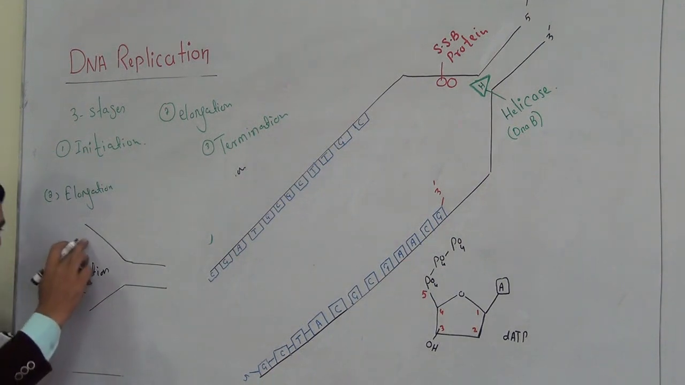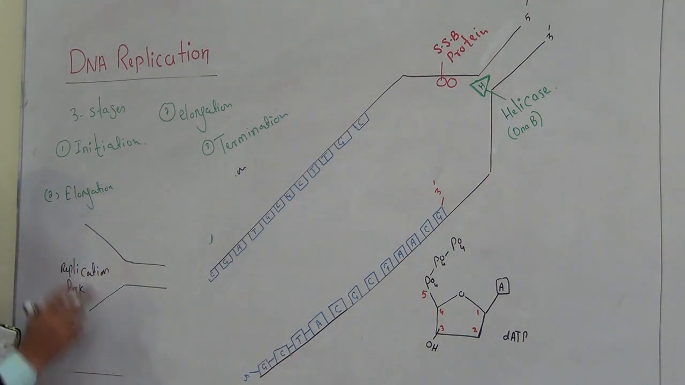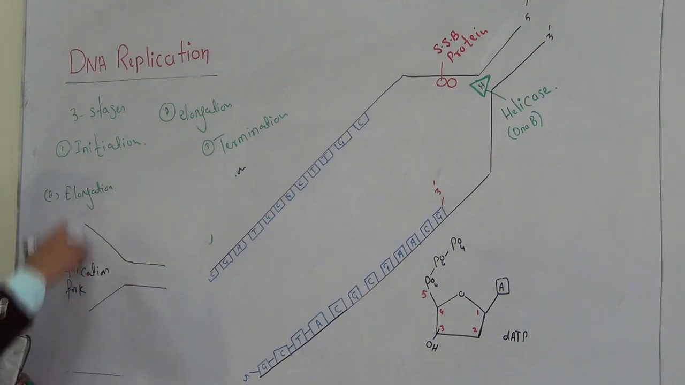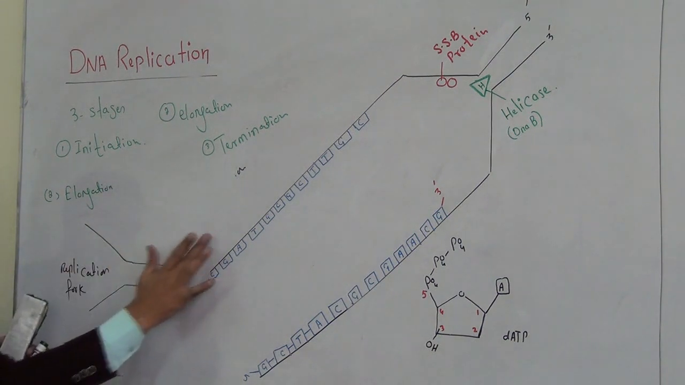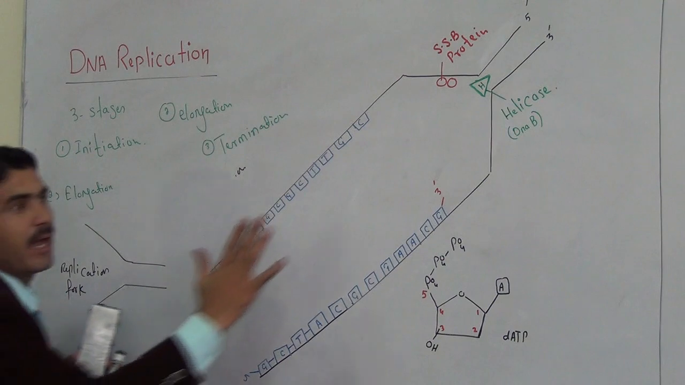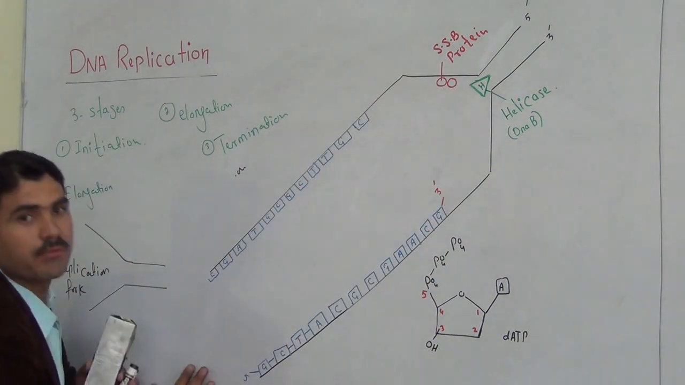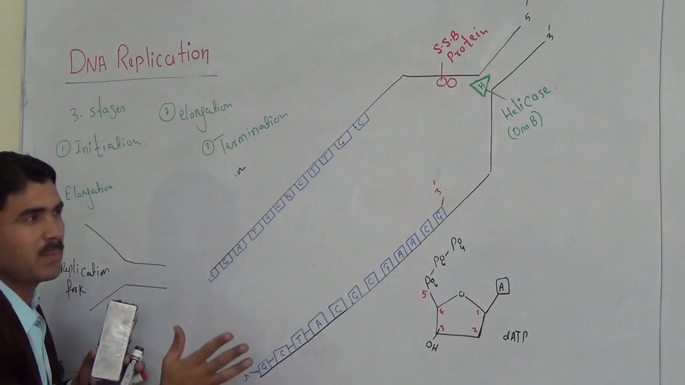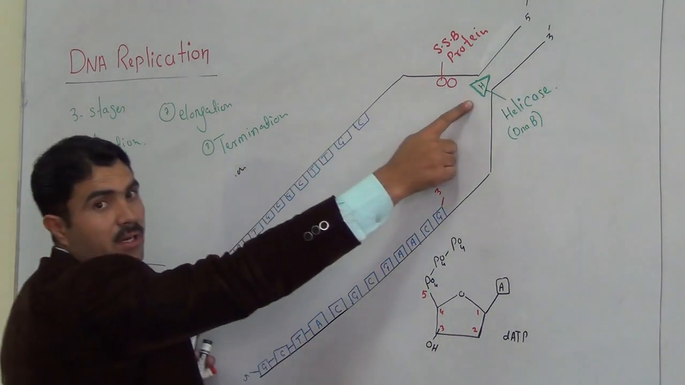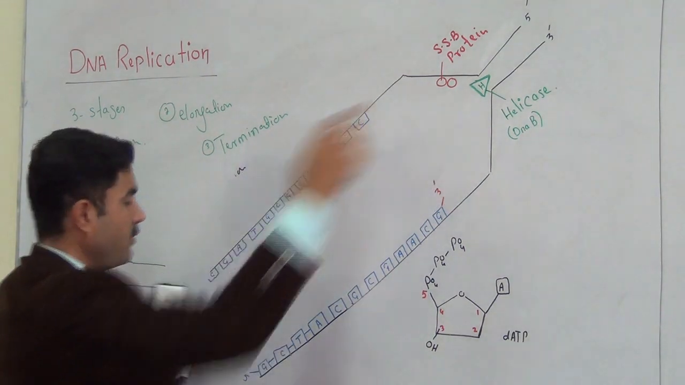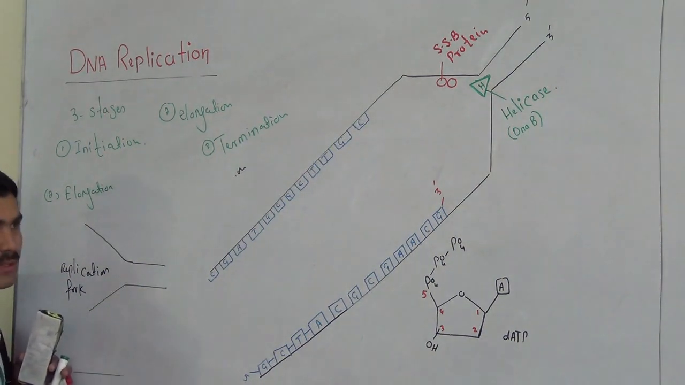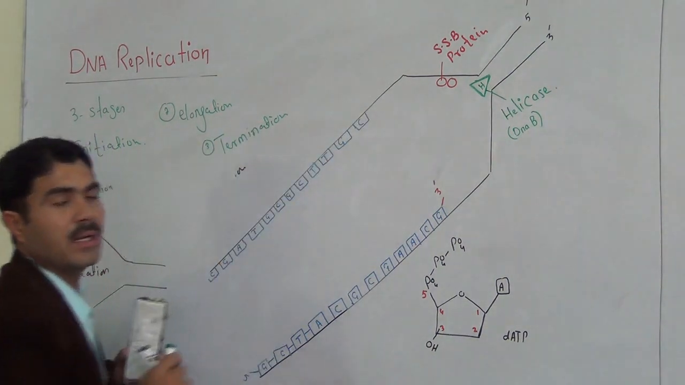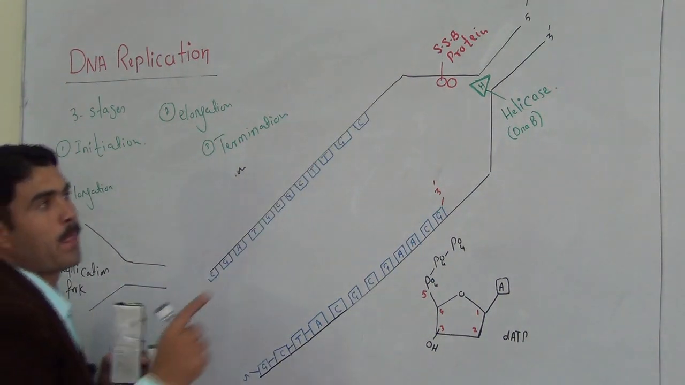We will study only one replication fork, and it will lead us to the understanding of the whole DNA. Okay, so in elongation we have this replication fork, right? This was a replication bubble, now we made it a replication fork. This is one replication fork. Of course there is another replication fork as well, so we will not discuss this. So we will discuss only one replication fork.